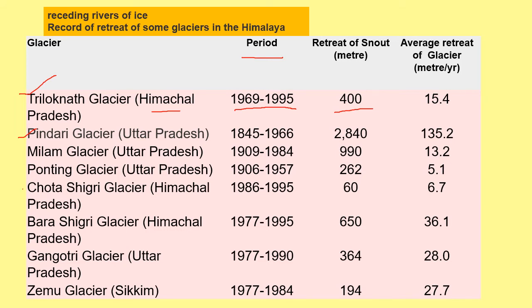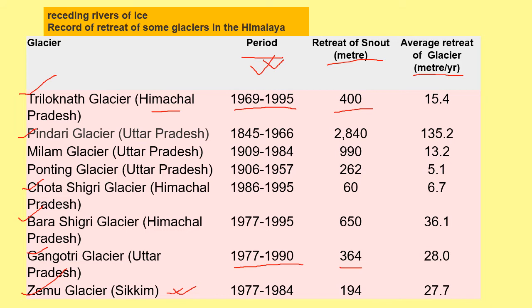Then Choto Shingari Glacier, Boro Shingari Glacier, then Gangotri Glacier retreated 364 meters from 1977 to 1919. Then Jemu Glacier of Sikkim. We can take the examples of glaciers from the western part of India, rather western Himalaya, and Sikkim is part of the eastern Himalaya. In both Himalayan zones, the glaciers are retreating due to global warming. This is the total retreat rate, this is the period of retreat estimated and presented, and that is the rate of retreat. So all are retreating.